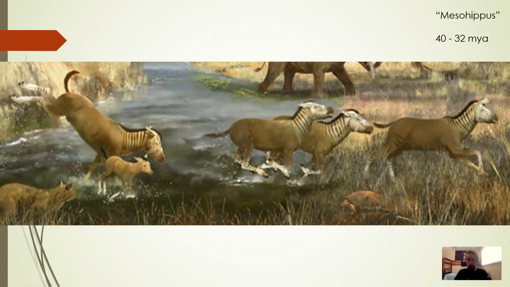Mesohippus was not unguligrade, it was sub-unguligrade, meaning its feet came down a little bit, and a digital pad of flesh also supported some weight. I cite this in my paper, I forget exactly, I think it was Thomason, I think this was discovered in the 80s. As well as that, Mesohippus was obviously herbivorous, like all equids, all perissodactyls.